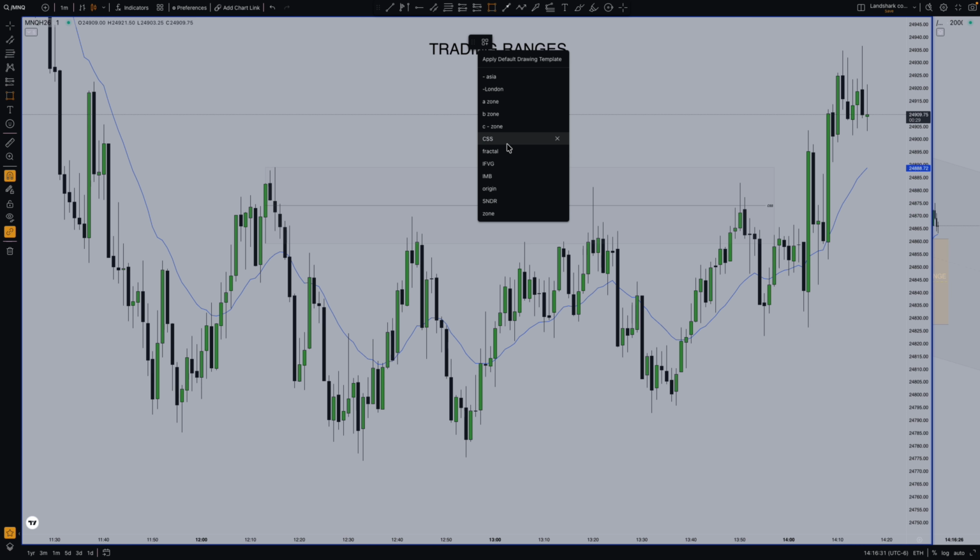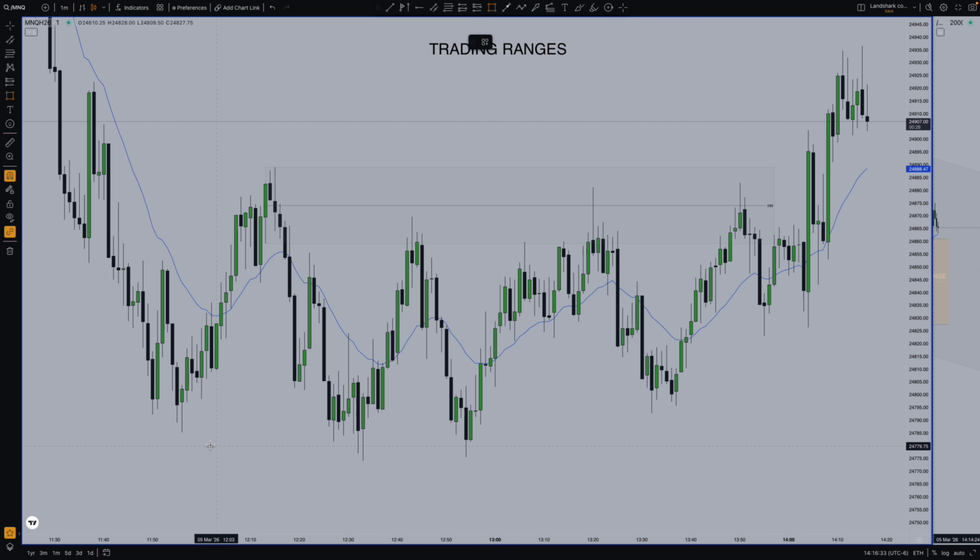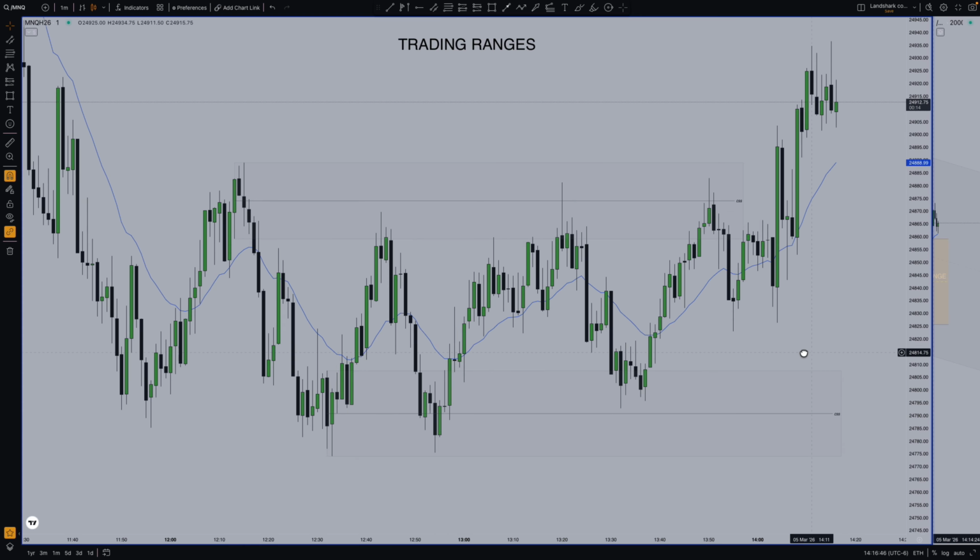Same thing at the bottom. Where's the lowest wick? It's not these. None of this closed below here, right? But we did get a new CSS. This candle and that wick is the extreme CSS on the bottom.